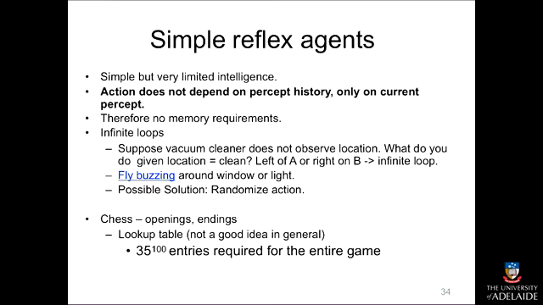Okay, so if we think about a chess-playing agent, then openings and endings are things in a chess game that you can typically enumerate. And so you might have a lookup table for the opening few moves of a chess game. You might have a lookup table for how you close out a particular game from a particular state, because there are certain configurations that occur quite frequently. But it's probably not a good idea to have a lookup table in general for a chess game, because you would have 35 to the power 100 entries required for the entire game. So a lookup table is certainly not tractable, definitely not a good idea.